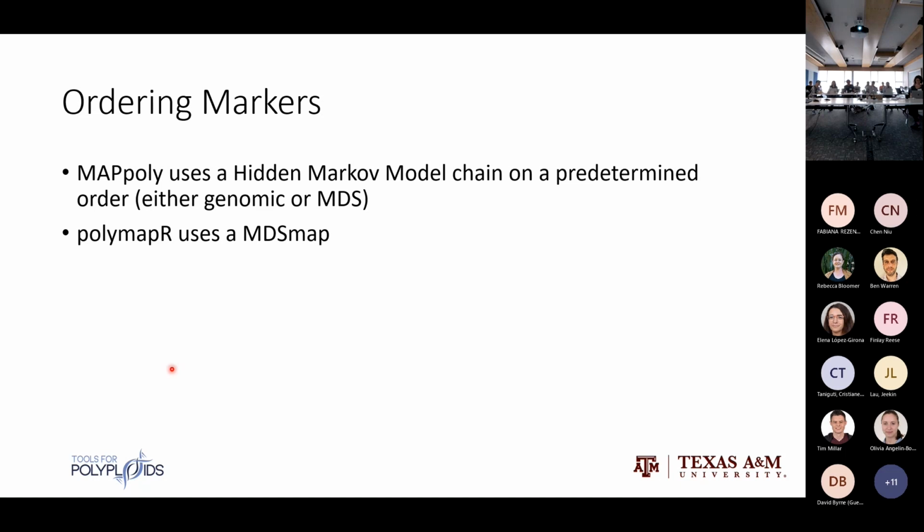MapPoly uses the hidden Markov model chain on a predetermined order. So in MapPoly, you can either use the genomic order from your genome, or you can use MDS. You can run MDS on all the markers and then order the markers that way. So what MapPoly does is take the dosage information and some kind of order and combine those two into a hidden Markov chain to give you the most likely phase of each individual and the most likely map.